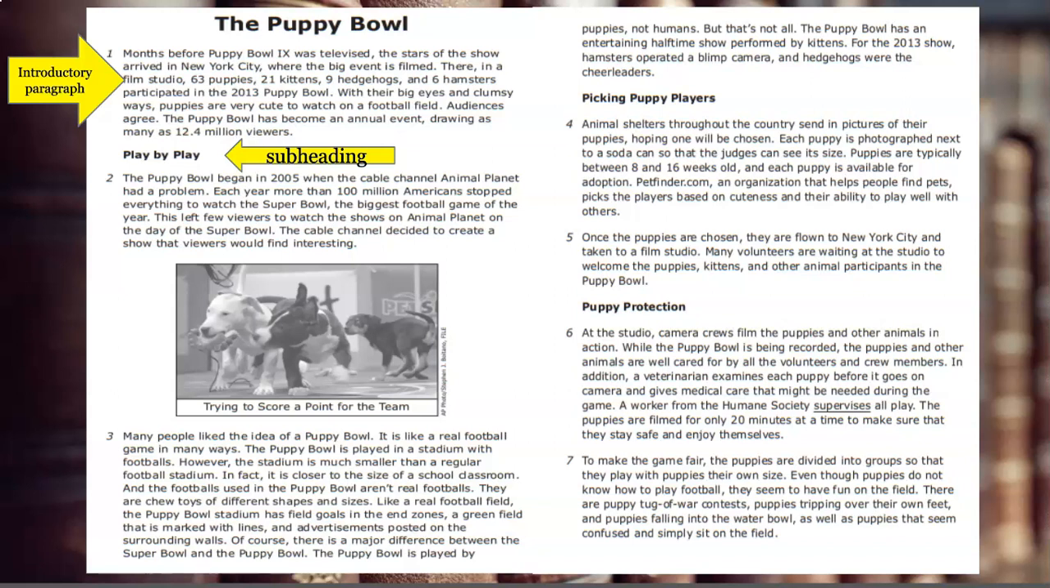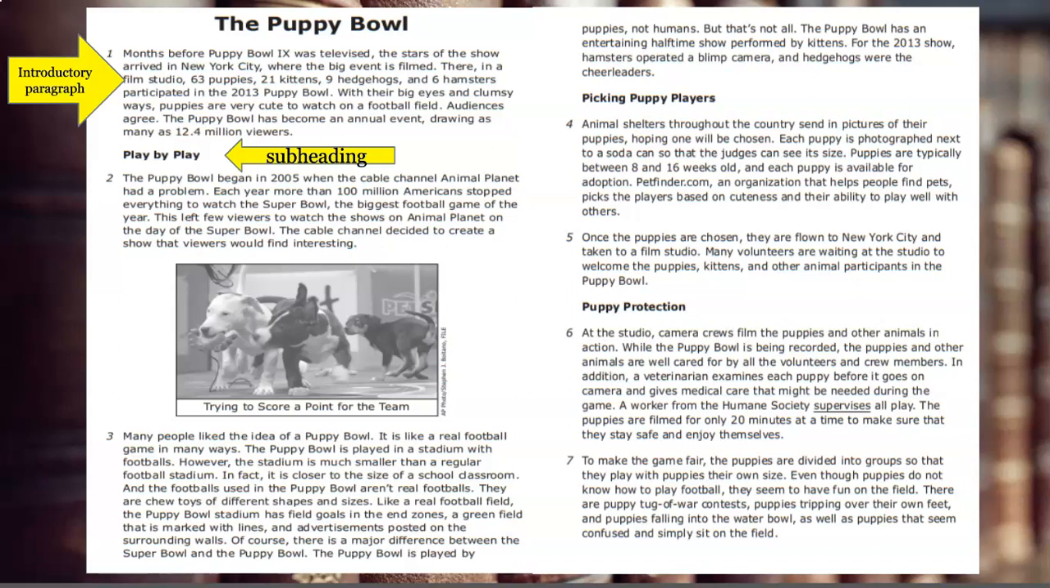Of course, there is a major difference between the Super Bowl and the Puppy Bowl. The Puppy Bowl is played by puppies, not humans. But that's not all. The Puppy Bowl has an entertaining halftime show performed by kittens. For the 2013 show, hamsters operated a blimp camera and hedgehogs were the cheerleaders.